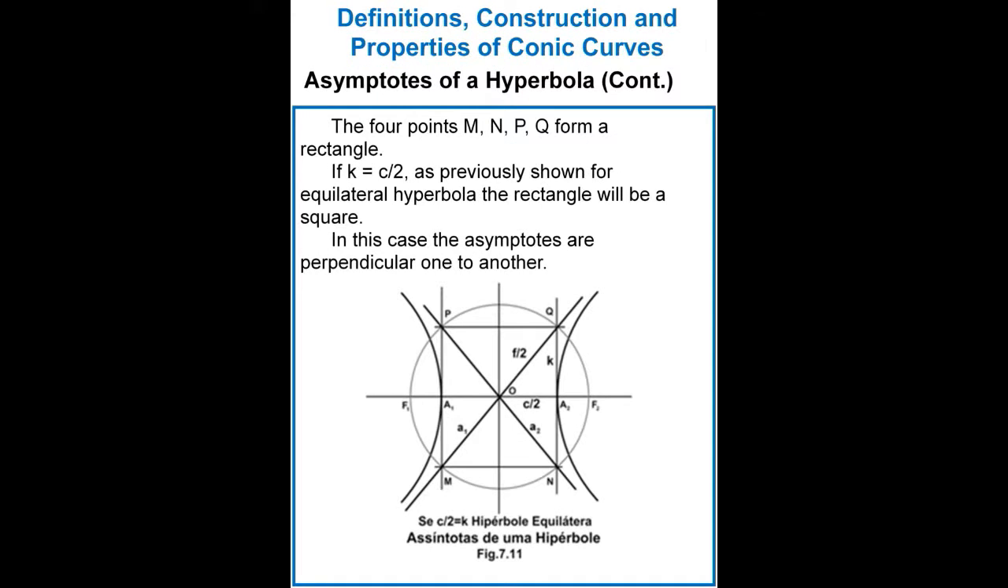In this eighth slide, the properties of the asymptotes of the hyperbola branches continue to be shown. Figure 7.12 is displayed again. The four points M, N, P, and Q form a rectangle. If the line segment K constructed between points A2 and Q has the same dimension as half of the constant of definition of the hyperbola, the hyperbola is equilateral, and the rectangle has the form of a square. In this case, the asymptotes are perpendicular.